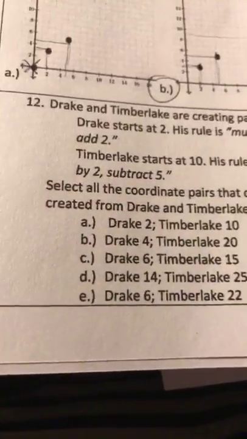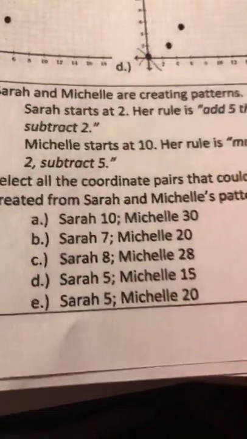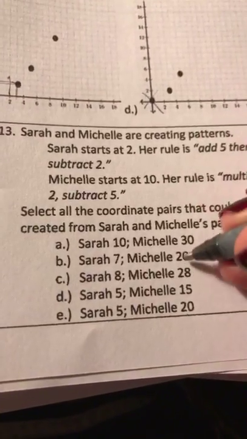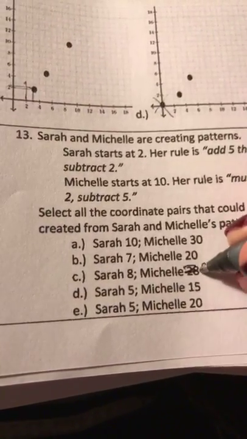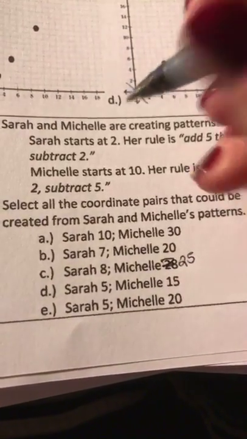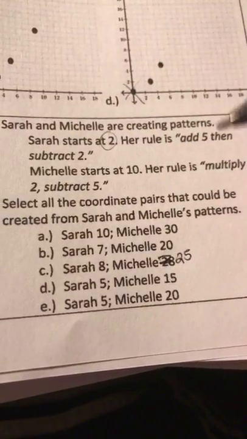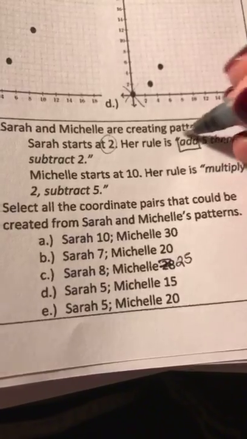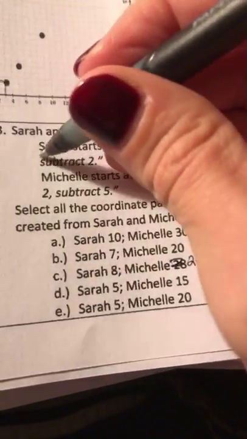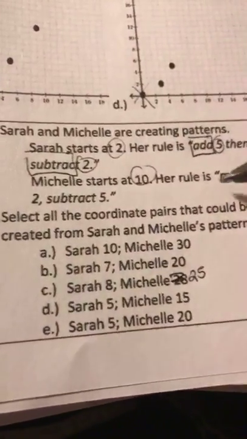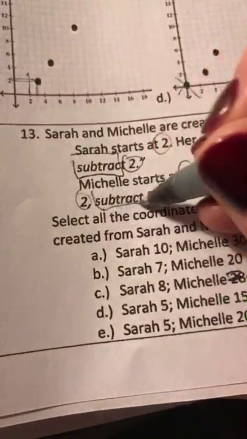So we did 12 together. So I'm going to move on to 13 and go through it. Oh, and I asked you in class to change this number to 25. Otherwise, it's just not going to work, but it's cool. Sarah and Michelle are creating patterns. Sarah starts at 2, and in the interest of time, I'm just going to go through new cubes, and you can do the same. Sarah starts at 2. Her rule is add 5, then subtract 2. Michelle starts at 10. Her rule is to multiply by 2, subtract 5.